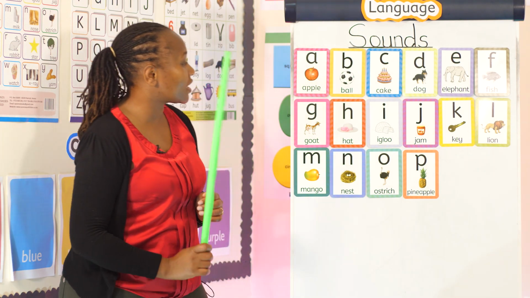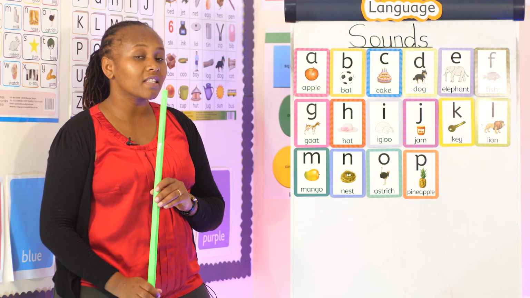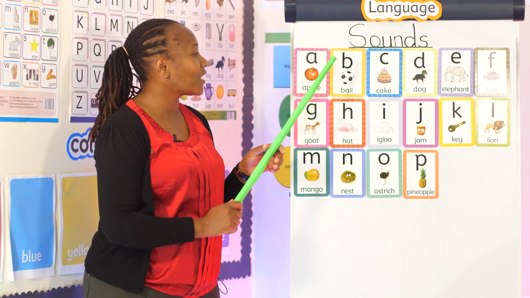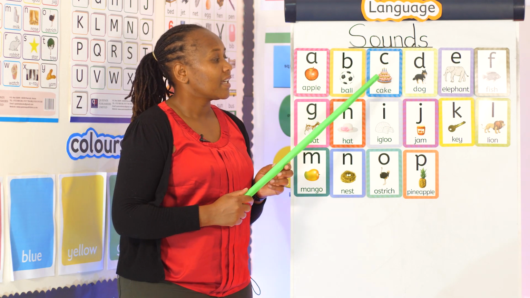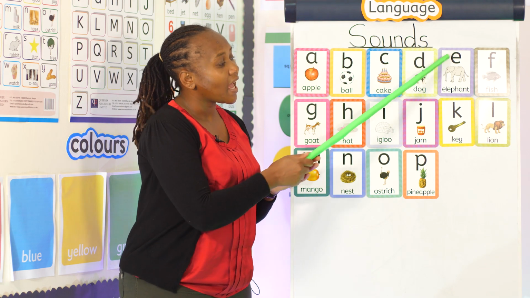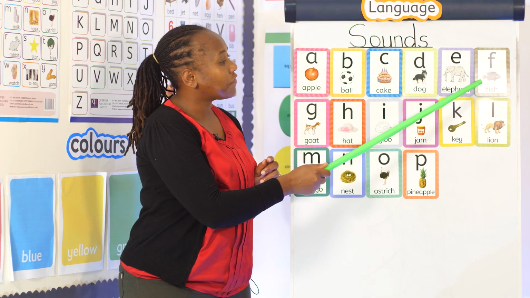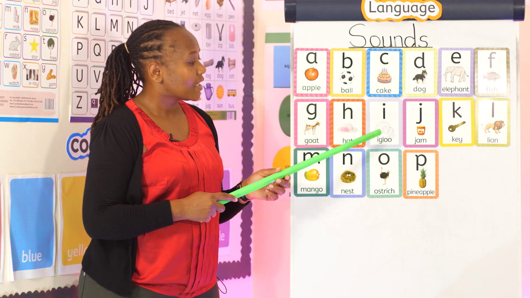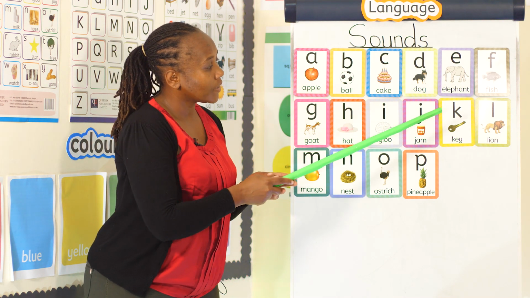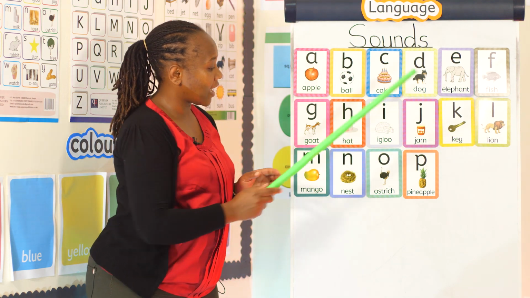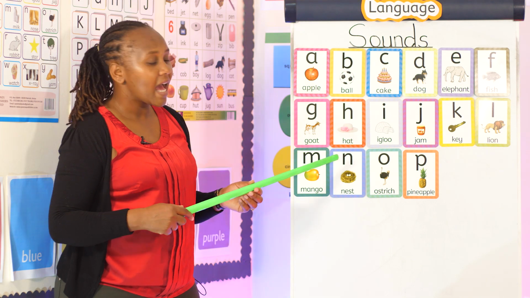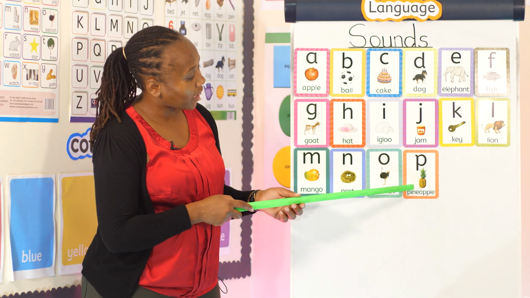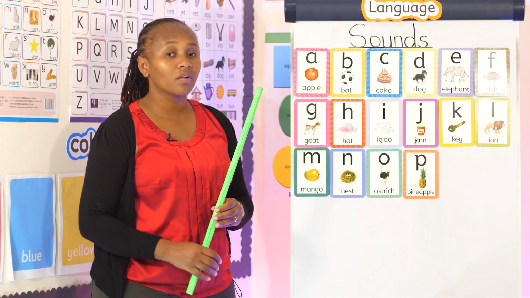Now, I want us to read the sound before I show you the sound that I have next here. Okay? We are going to read from A, apple, B, ball, K, cake, D, dog, E, elephant, F, fish, G, goat, H, hat, I, igloo, J, jam, K, key, L, lion, M, mango, N, nest, O, ostrich, P, pineapple.